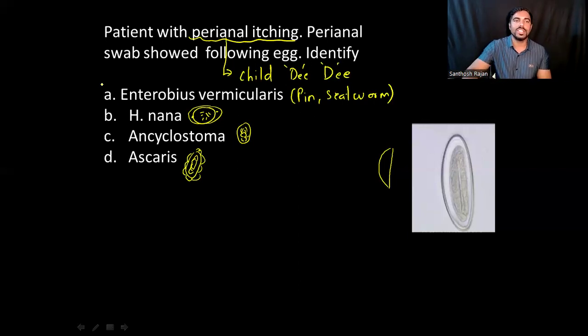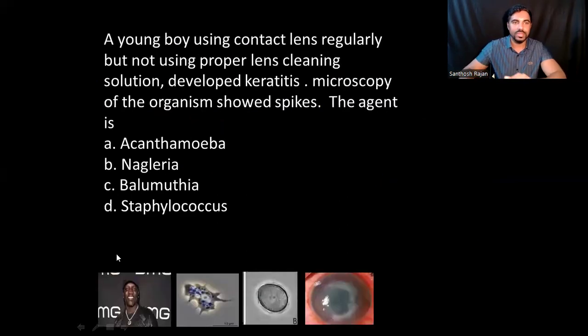So anyway, our answer is Enterobius vermicularis, that question. That's easy. And I hope all of you got it right, and even if you made a mistake, don't worry. Always remember, when you talk about Enterobius vermicularis, perianal itching, the child would cry D, D. So the shape of the egg should be D shape. That's it. Very simple. Next question.